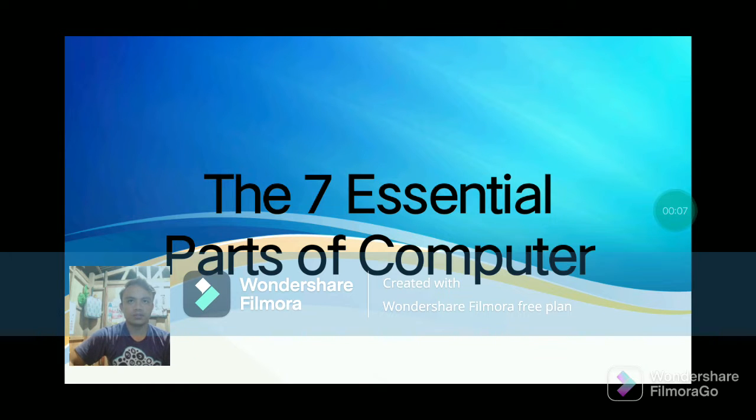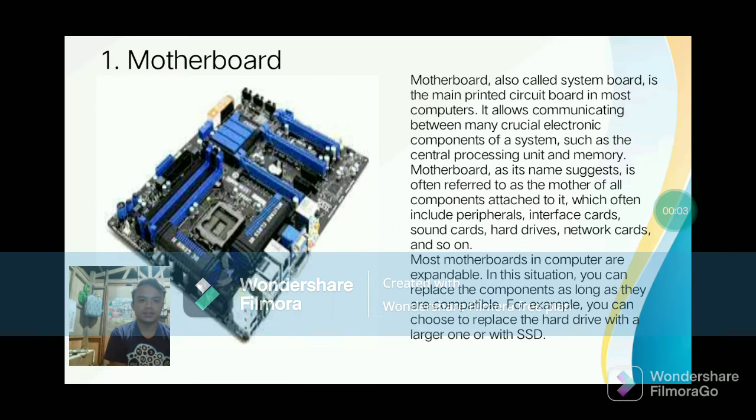Today I'm gonna share to you the 7 essential parts of computer. First is the motherboard. Motherboard, also called system board, is the main printed circuit board in most computers. It allows communicating between many crucial electronic components of a system, such as the central processing unit and memory.